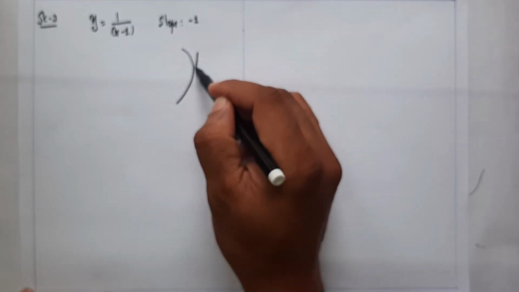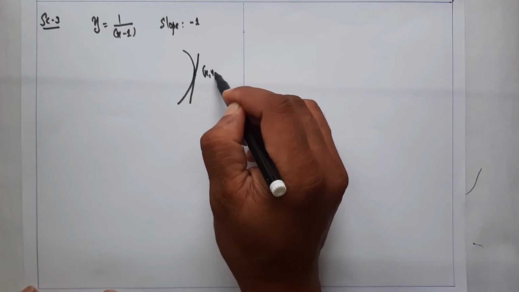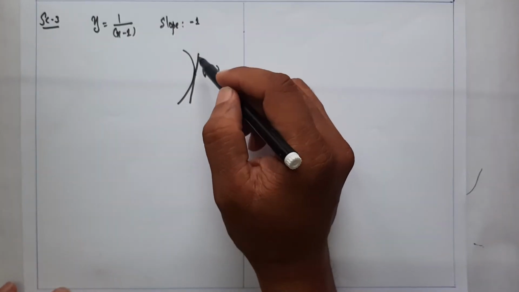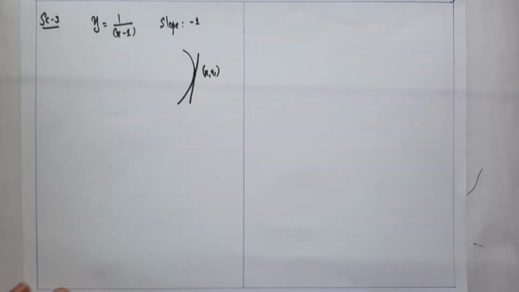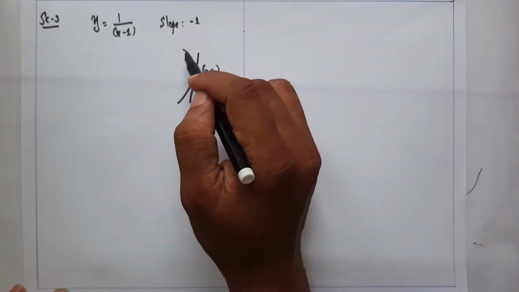curve. A tangent is passing through a particular point. Suppose we take x1, y1. We find the point x1, y1. For finding this point, the slope of this tangent is already given, minus 1. Now we find the slope of this tangent using this curve.